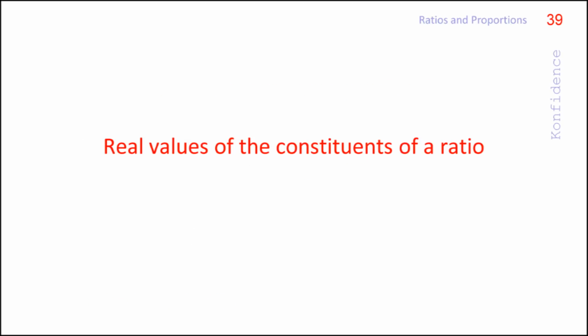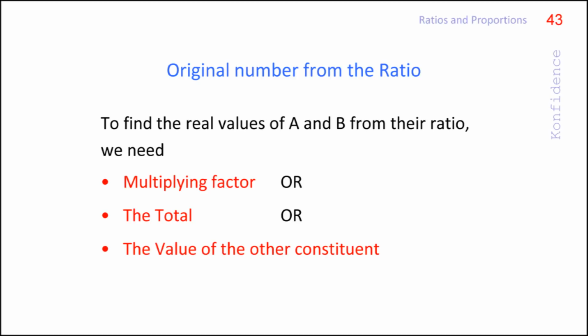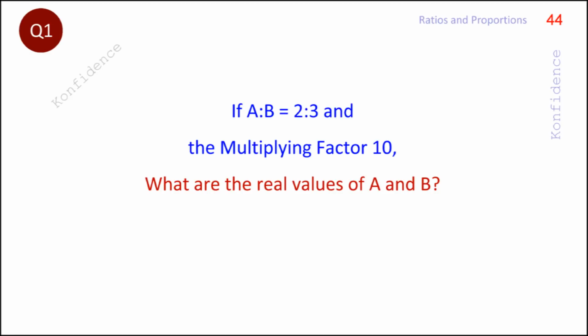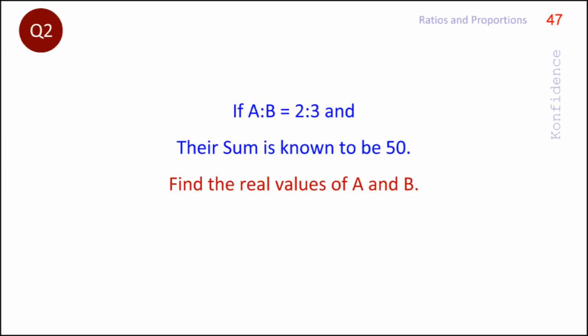How do we get to the real values of the constituents of a ratio? From the previous examples, we know that we need to get 1. The value of the multiplying factor, that is x, in the representation 2x, 3x, etc. 2. The total value, or 3. The value of the other constituent to get to the real value of A and B. If the multiplying factor is 10, we can find A as 2 into 10 equals 20 and B as 3 into 10 equals 30. The additional information given is that the total of A and B is 50.